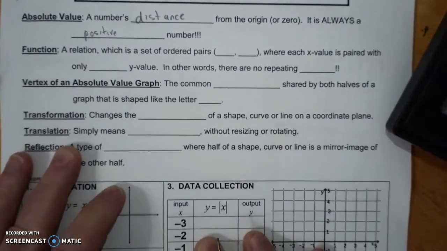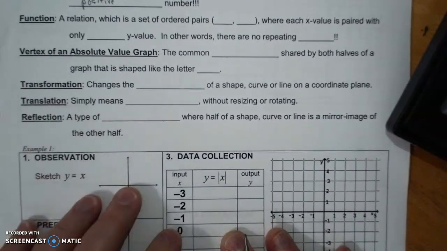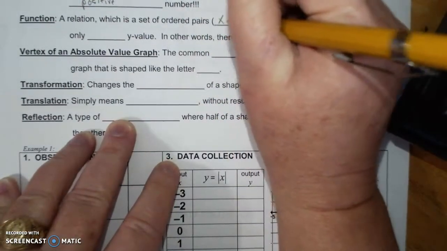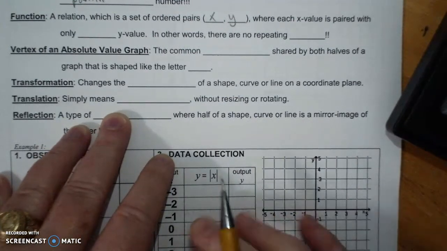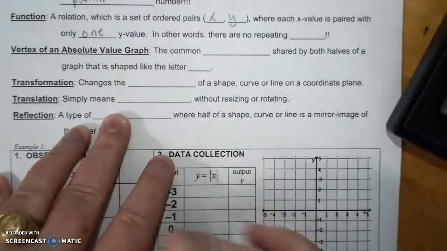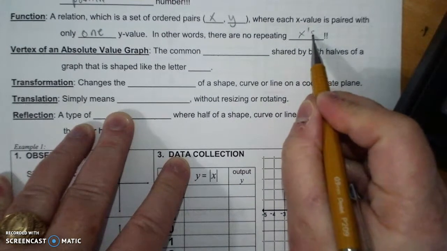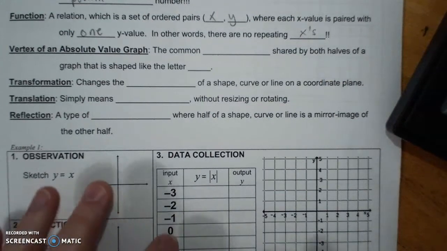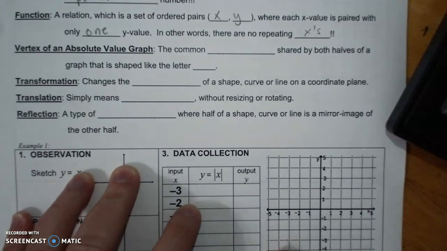Okay. A function, you have done functions for a while, and a function is a relationship, which is a set of ordered pairs, which means it has an x and a y value, where each x value is paired with only one y value. In other words, there are no repeating x's. So x's can't repeat. You can show that by mapping, by graphs, by tables, and you should be able to recognize whether something is a function or not.